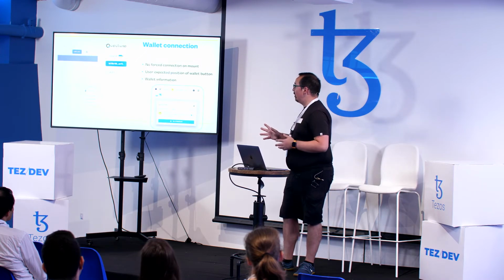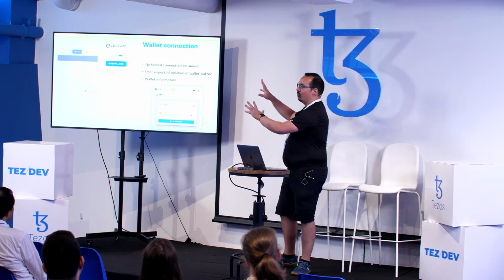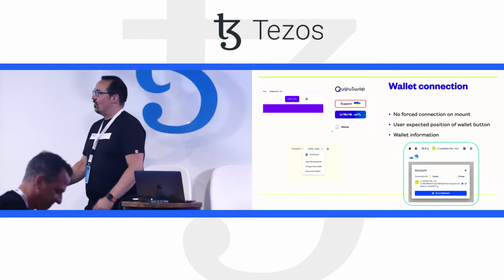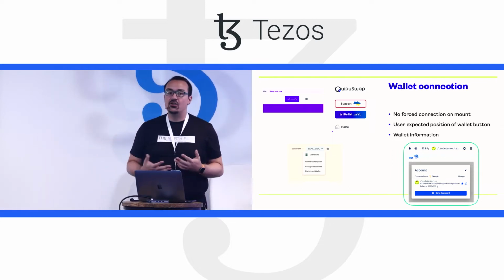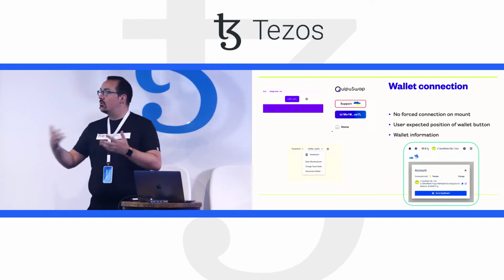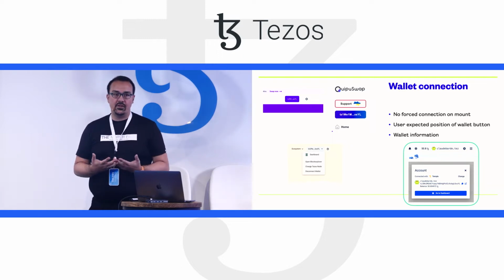Okay, the third thing, it's a little bit messy because I wanted to put a lot of information, but I didn't have enough space. The third thing is the information about your wallet. Once the user is connected and the wallet is connected, you want to present some information.